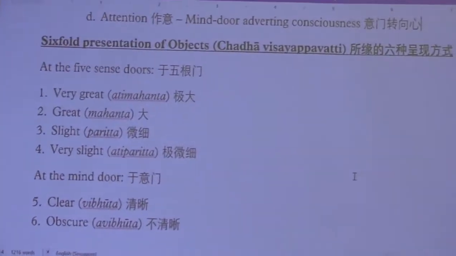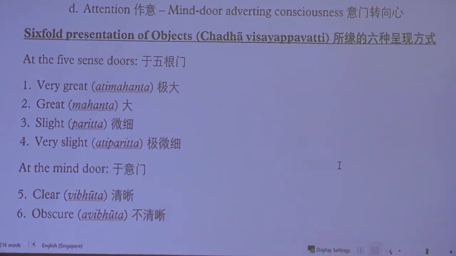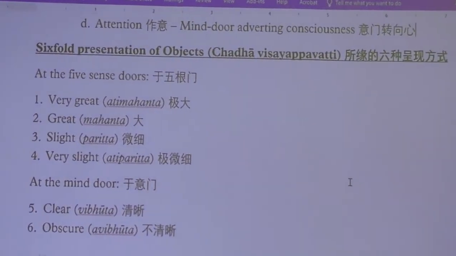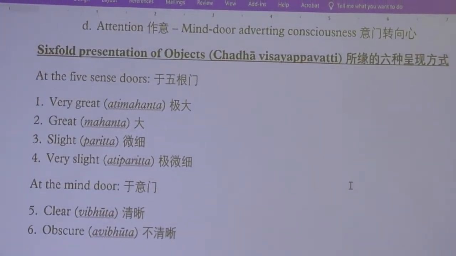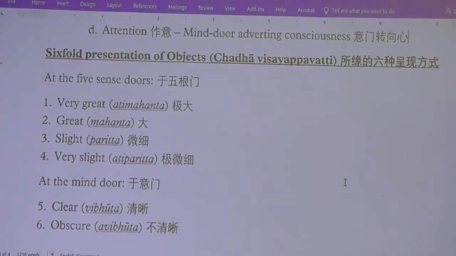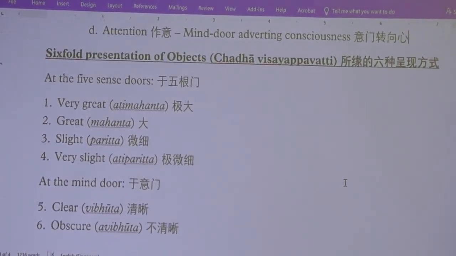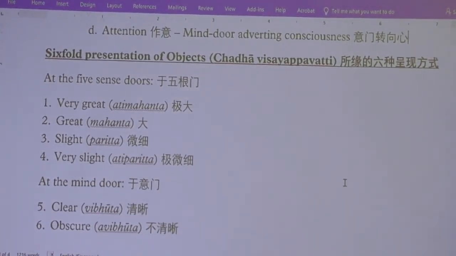And for the five-door process, there are 4 objects. 4 presentations of objects. Number 1, Ati Mahantaramana, very great object. Number 2, Mahantaramana, great object. Number 3, Paritaramana, slight object. Number 4, Ati Paritaramana, very slight.